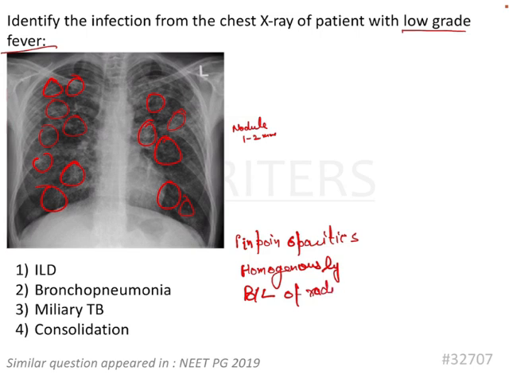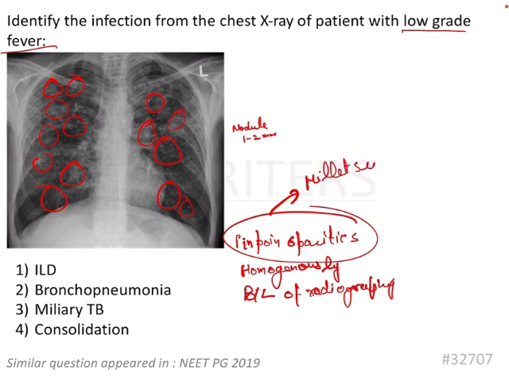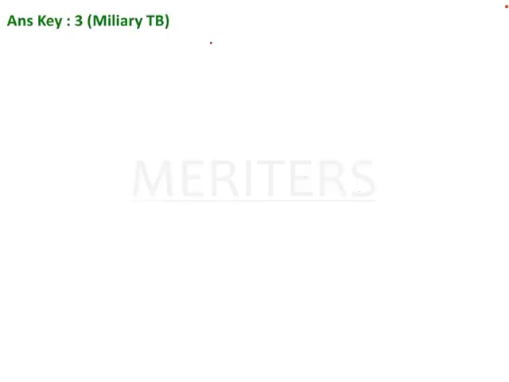Okay, and these pinpoint opacities are going to be your millet seeds. We call these millet seeds, or we call it the miliary pattern. So this radiographic pattern, if it is correlated with the clinical finding, that is the fever of unknown origin, is going to be the miliary pattern of the chest X-ray radiograph. So let's read in detail.